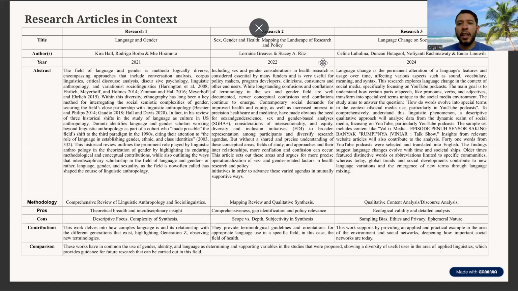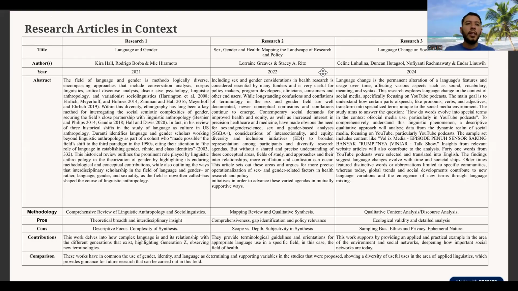Now we are going to talk about research number three. The title is Language Change on Social Media. The authors were Selina Luhulima, Duncan Rutagol, Nofijanti Rahmawati, and Enda Dinuit. The year is 2024. The abstract: language change is the permanent alteration of a language's features and use over time, affecting various aspects such as sound, vocabulary, meaning, and syntax.